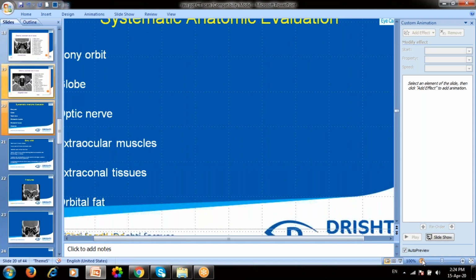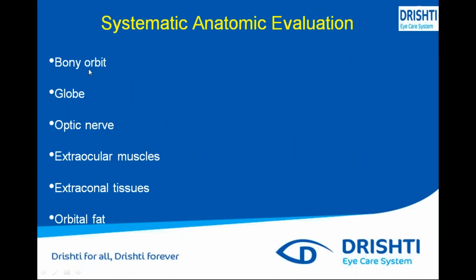So now coming towards the systemic anatomical evaluation. What things have to be seen? Bony orbit, globe, optic nerve, extraocular muscles, extraconal tissue, and orbital fat. These are the parts of the orbit which have to be seen while reading a CT scan report.